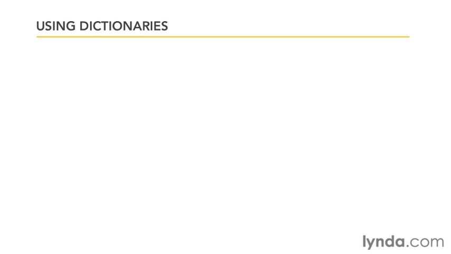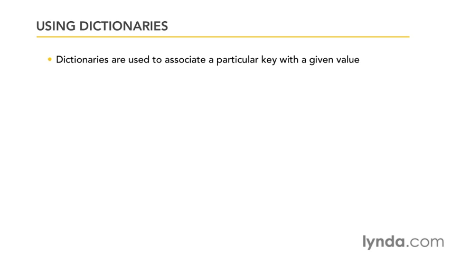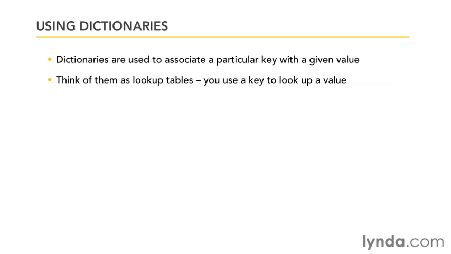The last example of a collection class that we're going to look at is the dictionary. Dictionaries are used to associate a particular key with a given value, and you can think of them as lookup tables. Essentially, you use a key to look up a value. So if I have a dictionary object, then I essentially have a key that's associated with a value inside that dictionary.